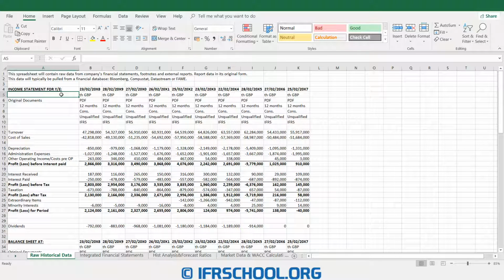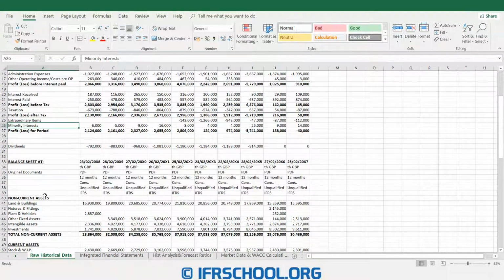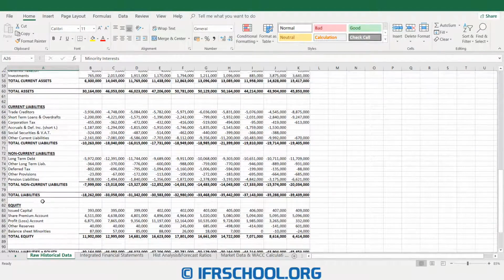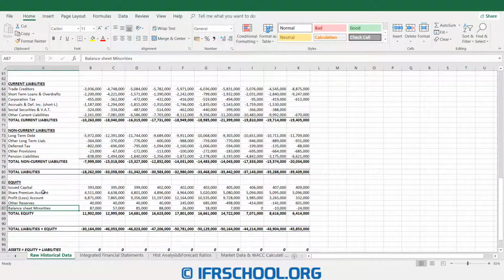It is also important to point out that FAME has some outdated standardized account titles. For example, extraordinary items. Under international accounting rules, we should no longer have an account in the income statement called extraordinary items. In addition, FAME refers to non-controlling interest by the old title, minority interests. We can see the minority interest income statement account, and if we look at the balance sheet, we can see the non-controlling interest balance sheet account, which is called balance sheet minorities.